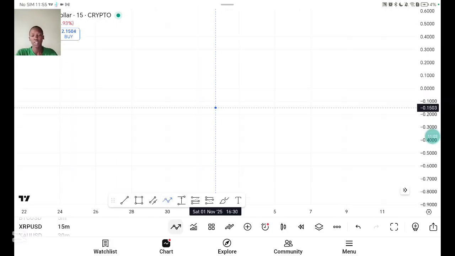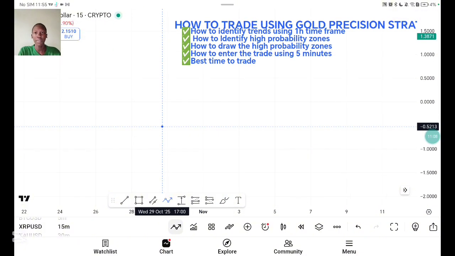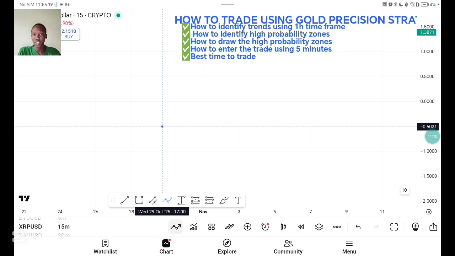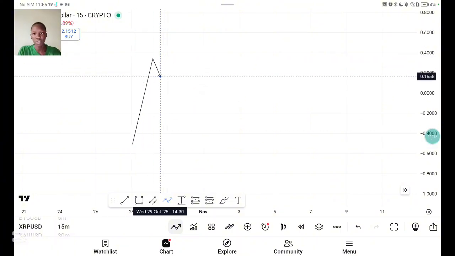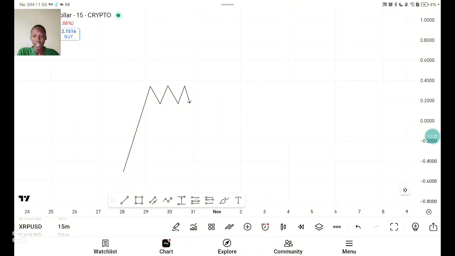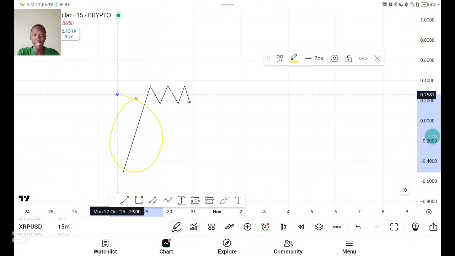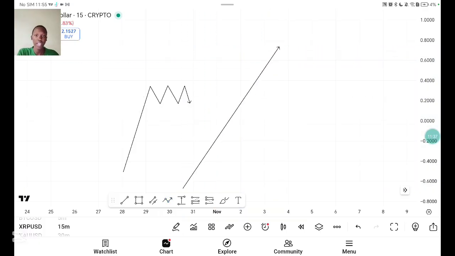So now let me remind you, I've just shown you guys in the previous lesson how to identify the zones. So let's say we have identified the zones, with less consolidation. Let's say we take this. So now the price, one thing you need is a big imbalance. In this case, we're in an uptrend.